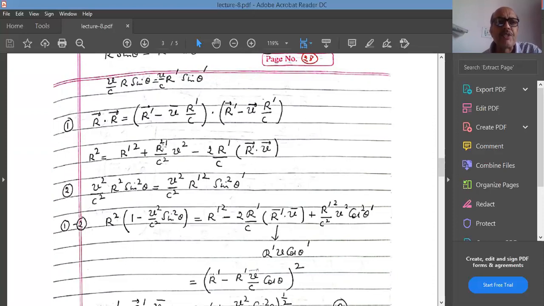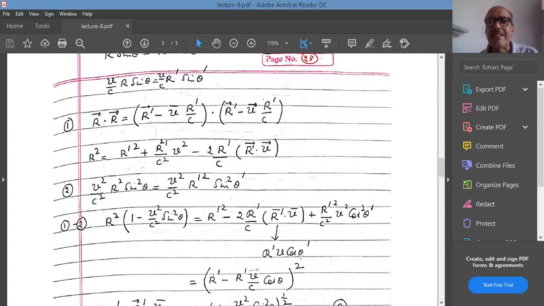But if you subtract v²/c² r'² sin²θ' from the second term on the right hand side of equation number 1, you can see r'² v²/c² is common, and 1 minus sin²θ' will give us cos²θ'. So that is why I have written cos²θ' here. The angle between r' and the velocity is θ'. So if you expand this, it will give us r' into v into cosine of the angle between r' and v, that is θ'.